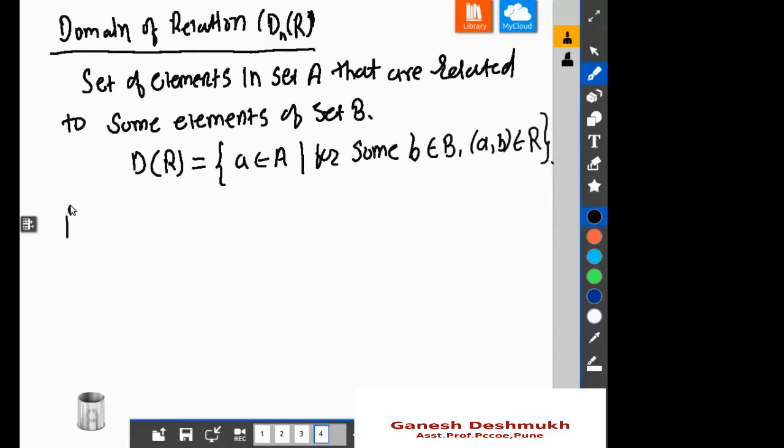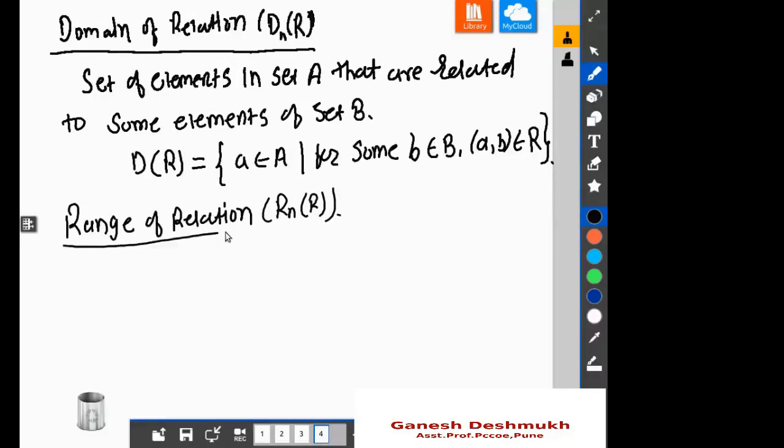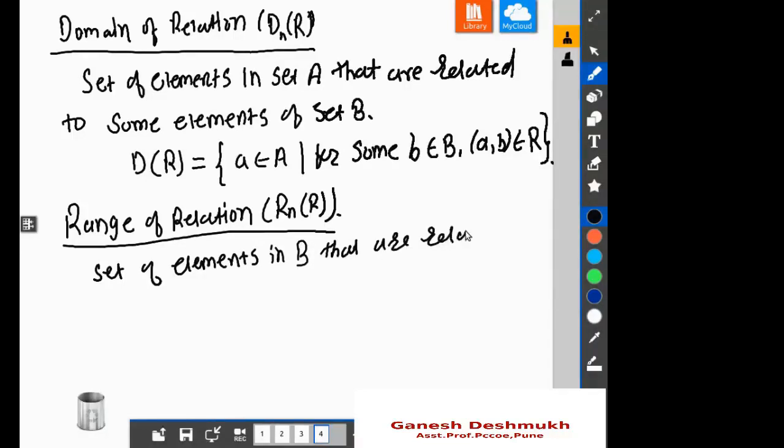Okay. Next definition is the range of relation, which is denoted by Rng of R. So it is the set of elements in B that are related by elements of set A.